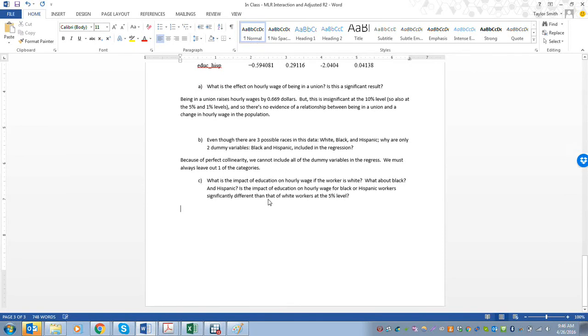Part C. What is the impact of education on hourly wage if the worker is white? What about black and Hispanic? Is the impact of education on hourly wage for black and Hispanic workers significantly different than that of the white workers at the 5% level? All right, how do we do that?